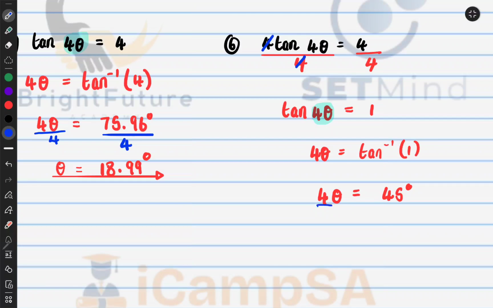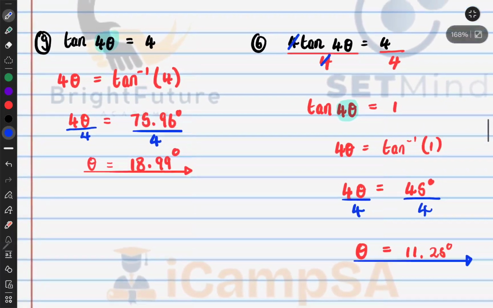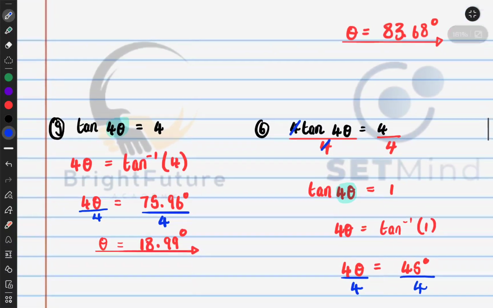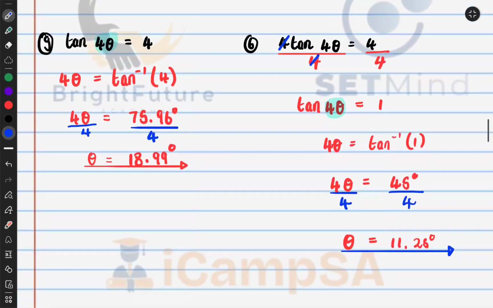Therefore we divide by 4 on both sides. Therefore theta is equal to 45 divided by 4, of which is, we can leave it like this, but we can turn it to decimal, which is gonna be 11.25 degrees. And that is gonna be your answer. Hopefully you guys do understand how we go about solving those. Okay.